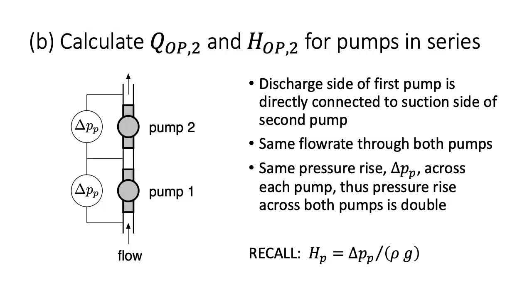For Part B, we calculate the new operating flow rate and head for two of these pumps operating in series. This means that the discharge side of the first pump is directly connected to the suction side of the next pump in series. Thus, the volumetric flow rate will be the same through both pumps by conservation of mass for an incompressible fluid. In addition, the pressure rise or pump head rise across each individual pump will be approximately the same for the same pump design.